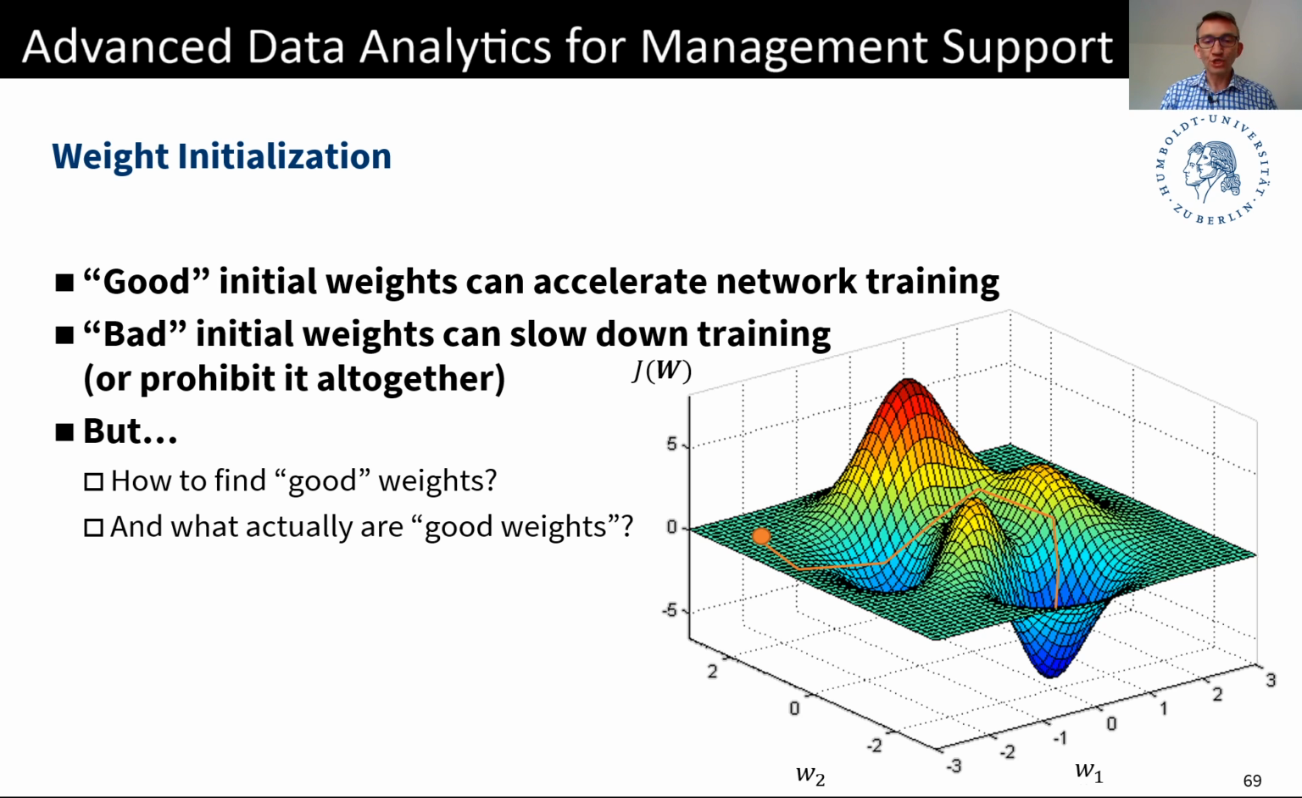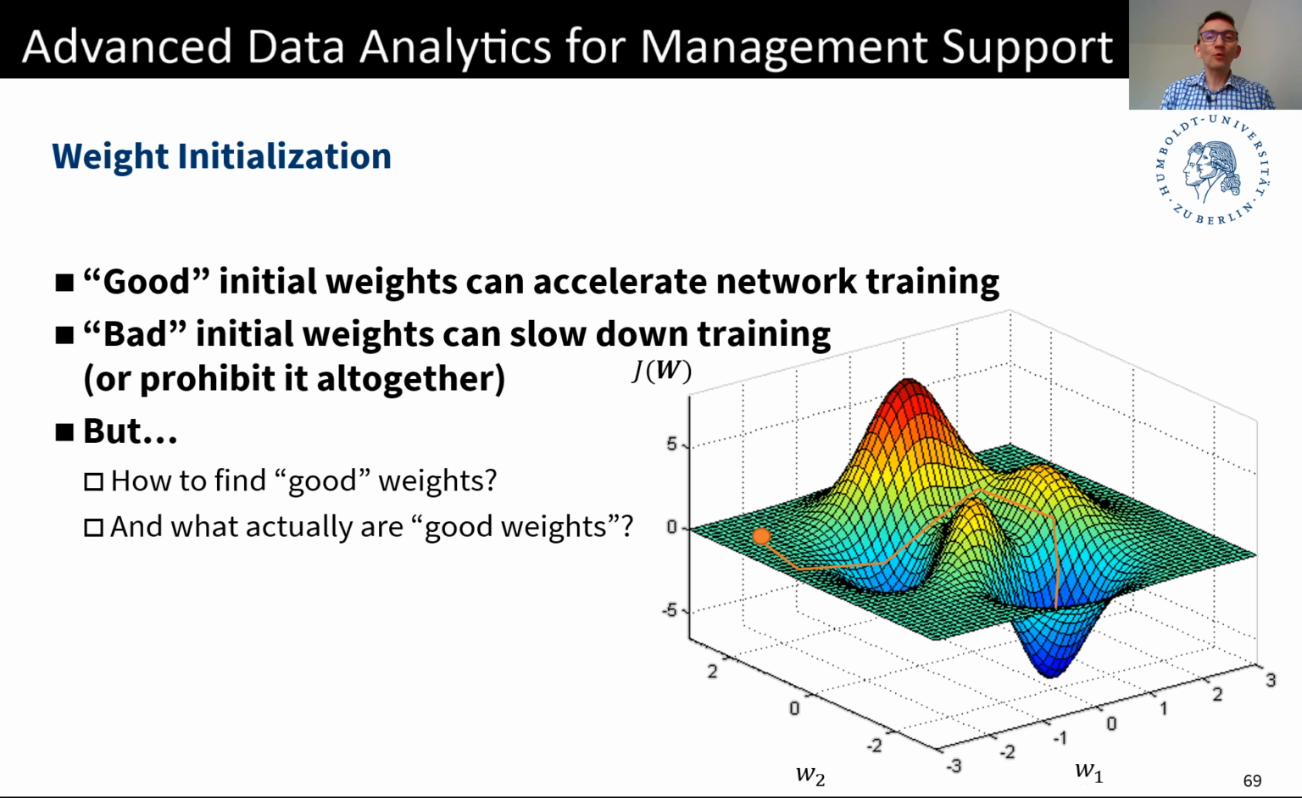The picture shows one such point, where we basically start at a plateau of our error surface and might have a hard time finding the next minima of the loss function with regard to the weights. So bad initial weights can slow down your training. They might even prohibit it altogether if you are really unlucky. So that raises the question: how should I initialize my weights, or how to find good weights, or what actually are good weights?